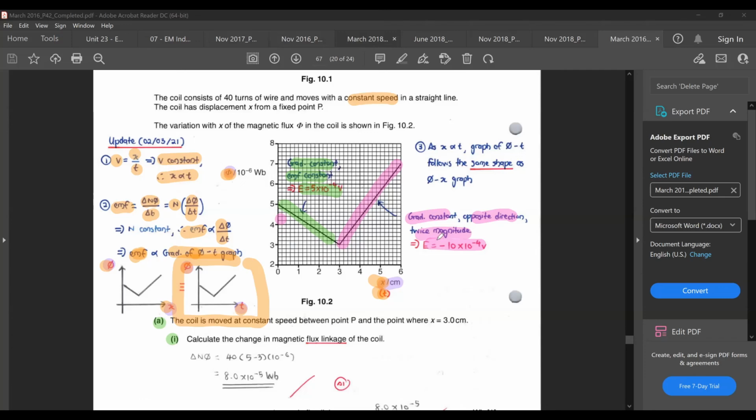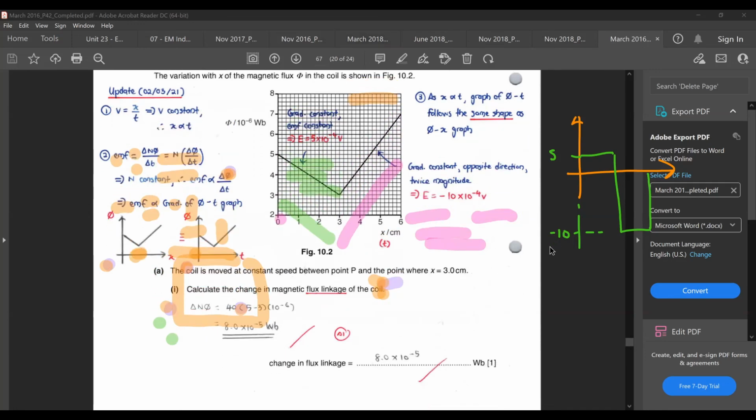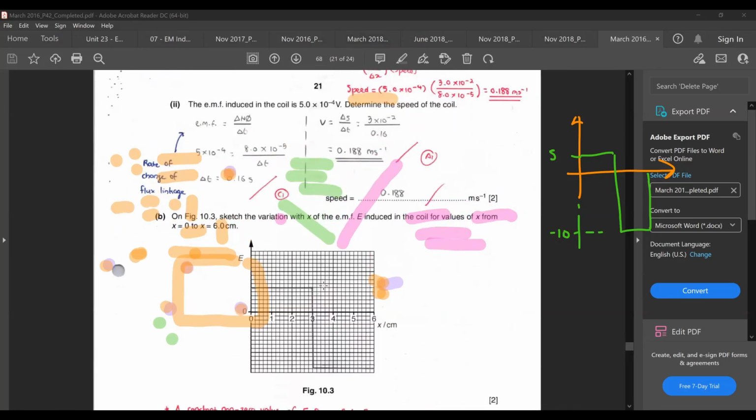So when you want to draw your graph, it will just be something like this, where this one is 5 and this one is negative 10. That's why your graph shape now looks like this.